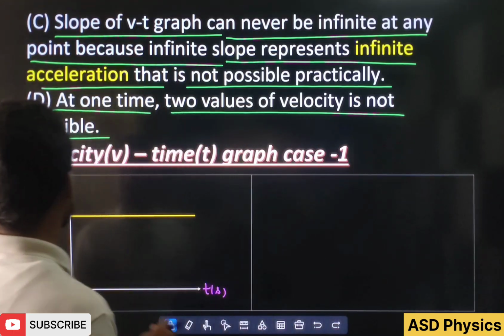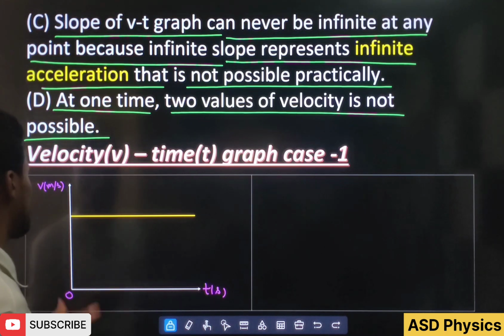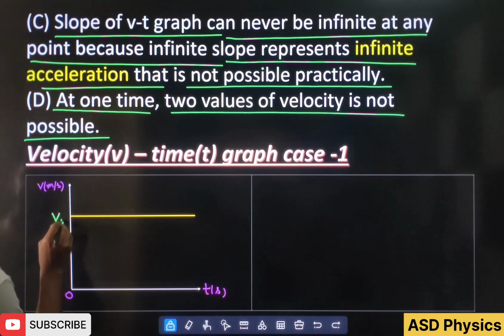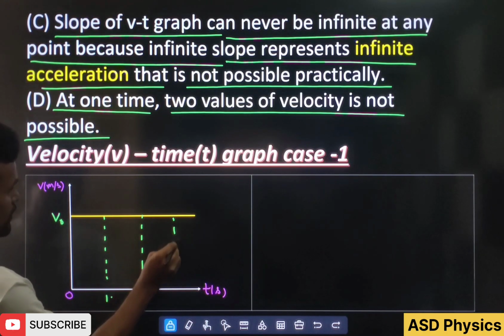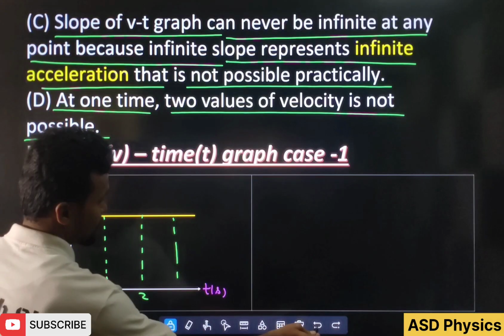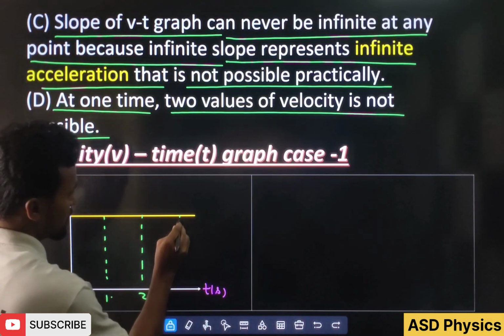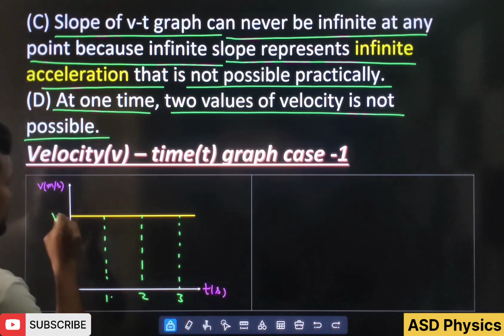Great. Now students, velocity time graph case 1. Here I have taken velocity v0. You can see very well, if I take time 1 second, velocity v0; if I take time 2 seconds, velocity v0; even if I take time 3 seconds, velocity is v0.